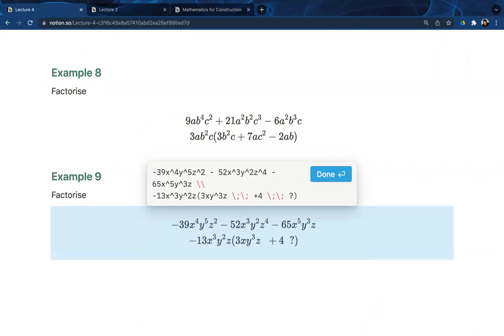13 by 4 is 52. I need x cube, I have an x cube. I need y squared, I have a y squared. I need z4, but I have a z. So this would be a z cube.